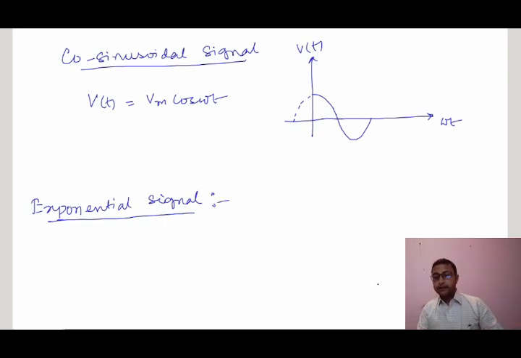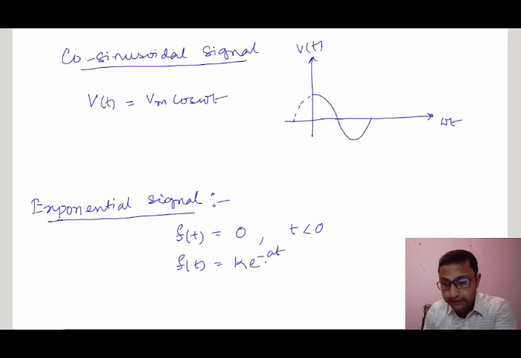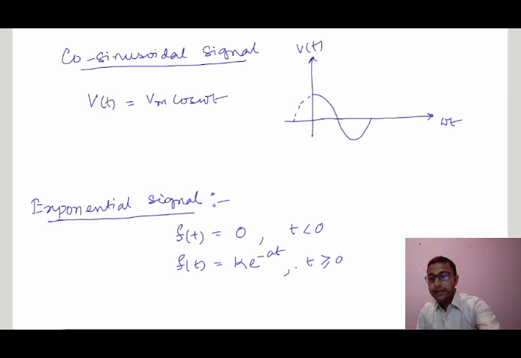Exponential signal. Suppose f(t) is an exponential signal. For our example, f(t) is equal to 0 whenever t is less than 0. That is the criterion of an exponential signal. And f(t) is equal to k e to the power minus a t when t is greater than or equal to 0, where k and a are some real constant magnitudes, nothing else.